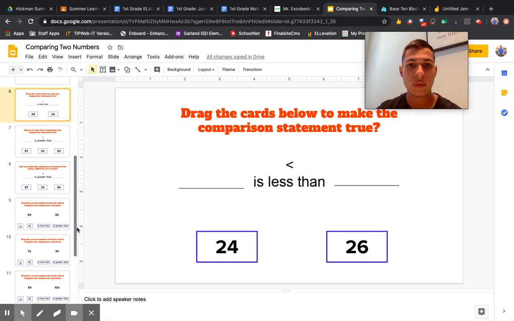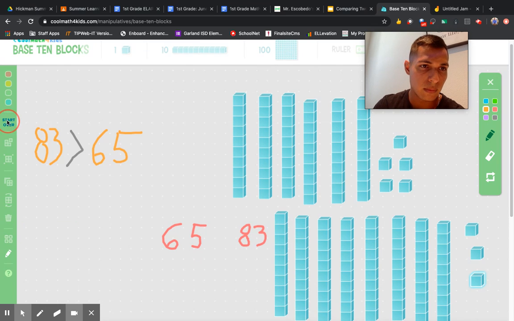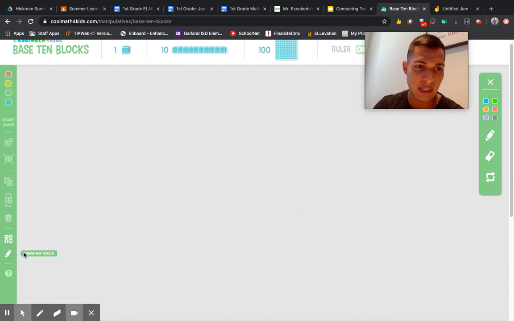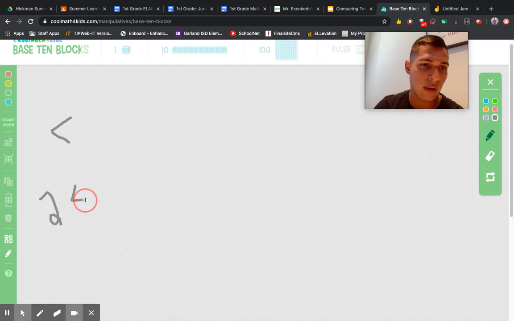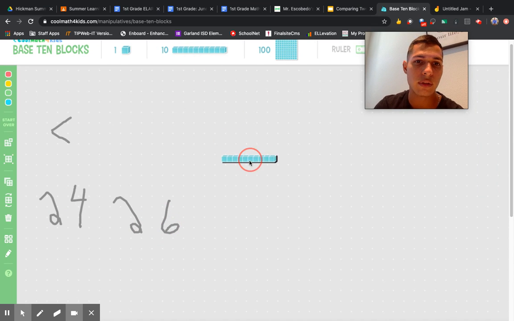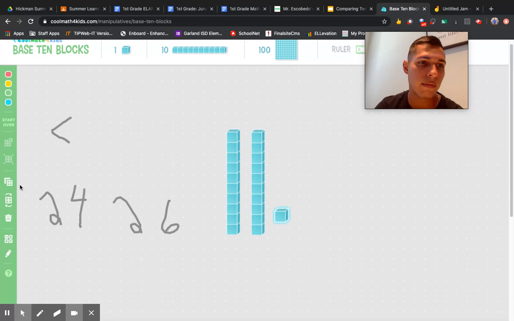Okay. Nice. We got another one. Drag the cards below to make the comparison statement true. Is less than. So is 24 less than 26 or is 26 less than 24? All right. So let's come back to our base 10 blocks. It gave us a less than symbol. It gave us 24, 26. Right, so it gave us two of these. 24.